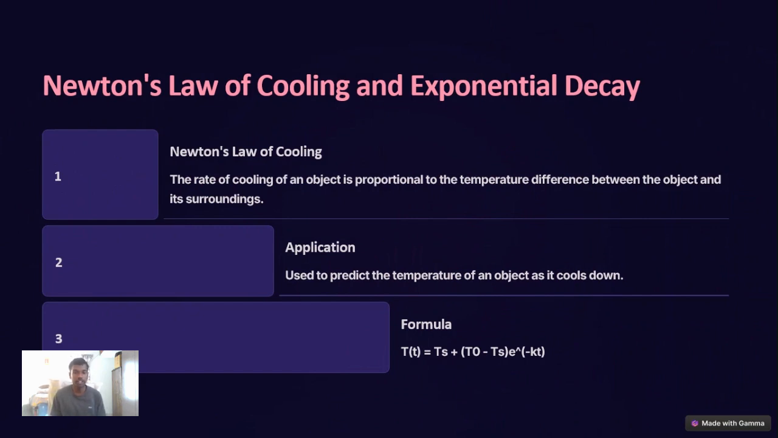Newton's law of cooling. The rate of cooling of an object is proportional to the temperature difference between the object and its surroundings. The application of Newton's law of cooling is used to predict the temperature of an object as it cools down. The formula for Newton's law of cooling is T(t) = Ts + (T0 - Ts) e^(-kt).